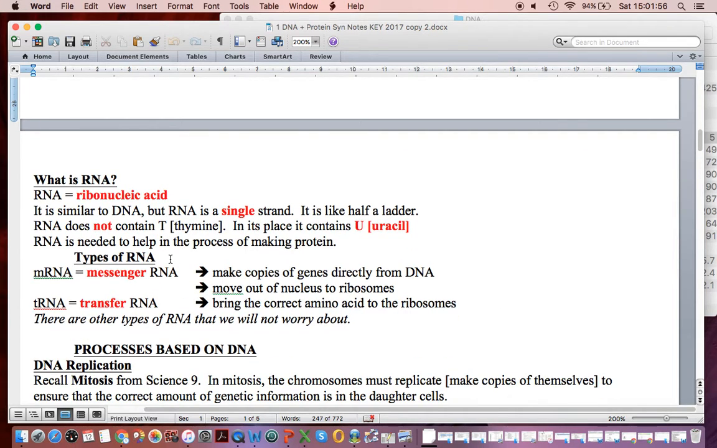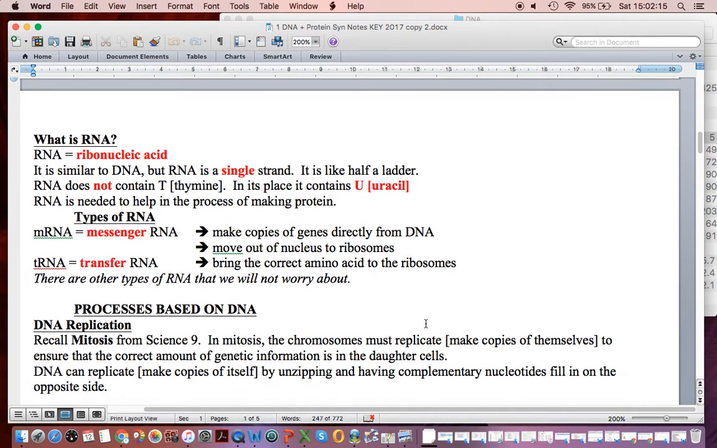There are many kinds of RNA, but we're going to focus on messenger RNA and transfer RNA. Messenger RNA makes a copy of a section of DNA in the nucleus and takes it to the ribosomes. Transfer RNA floats around the cytoplasm, picks up amino acids and brings them to the ribosomes.